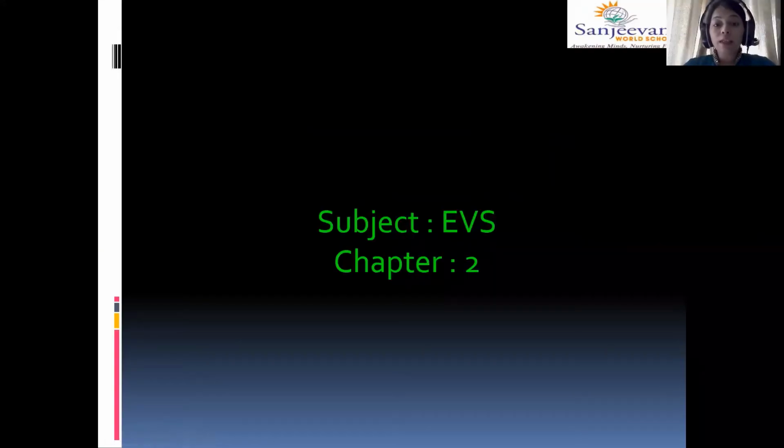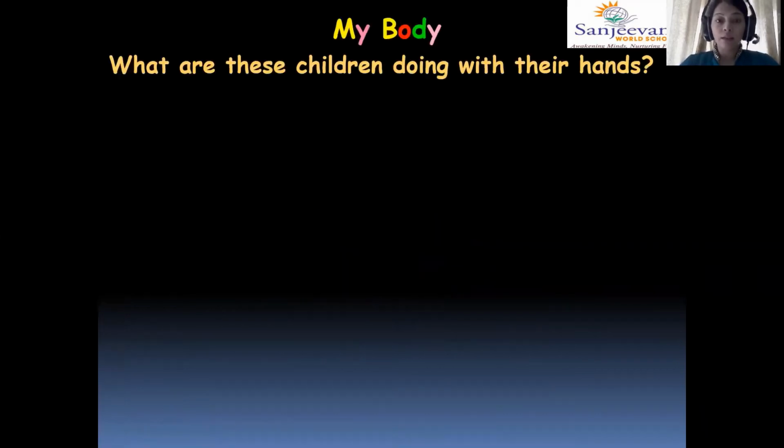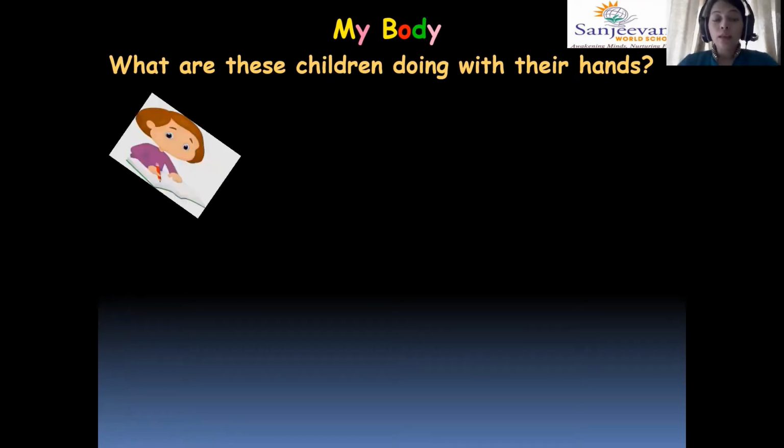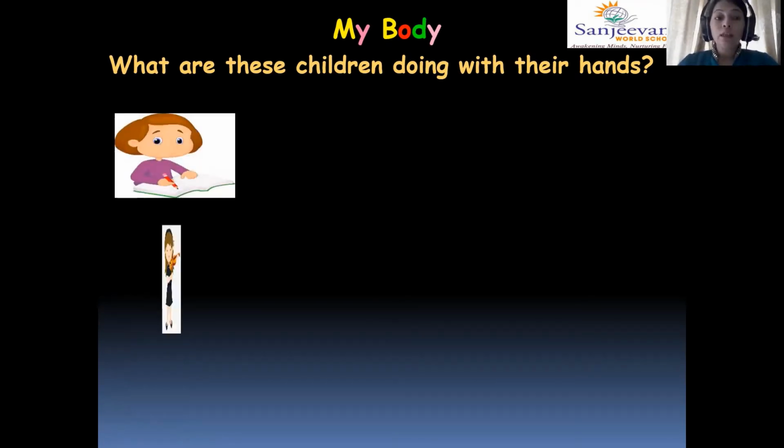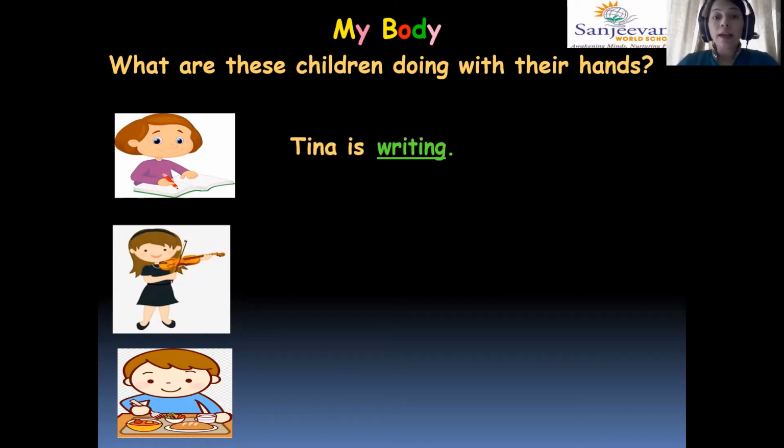Subject EVS, Chapter 2: My Body. So, children, in this chapter, we are going to learn about our body parts. So, let's see. Now, in this, you can see three different pictures of the children doing different activities. Now let's see the first picture. In this picture, Tina is writing. She is doing the writing work.